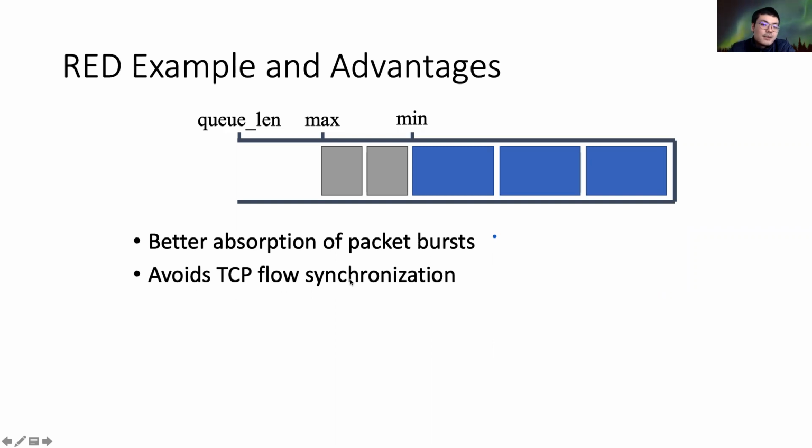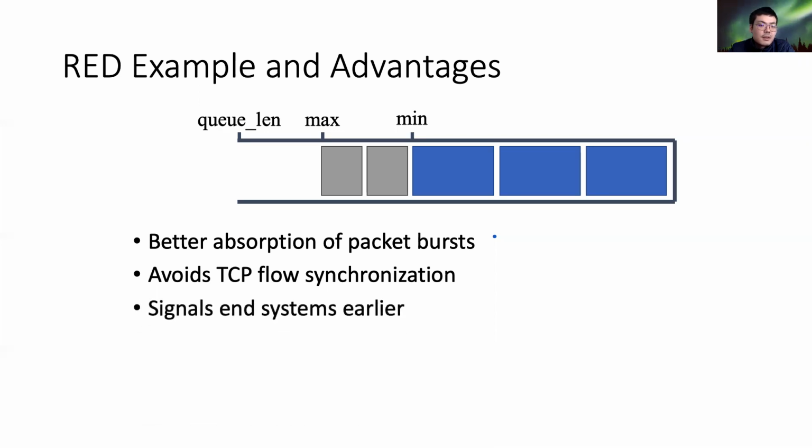And this avoids TCP synchronization because the gray stream has no packet loss so far. If it has another one, of course, it goes beyond the max and will shrink its window. But so far, the blue one shrinks the window, but the gray one will get acknowledgement. It will still increase the window. So there's no synchronized window shrinking. Okay, that causes bandwidth under-utilization.